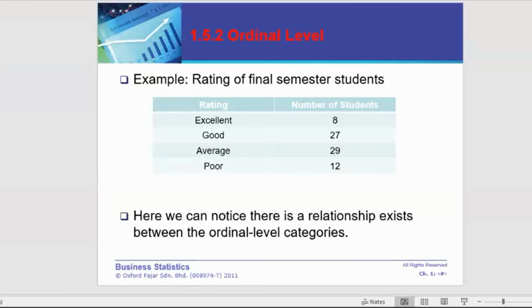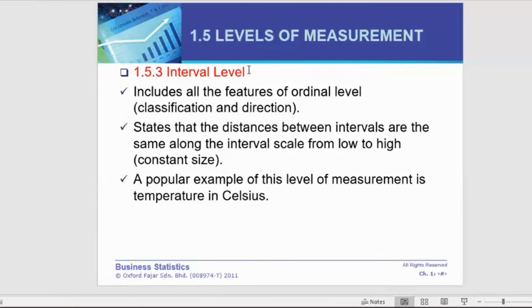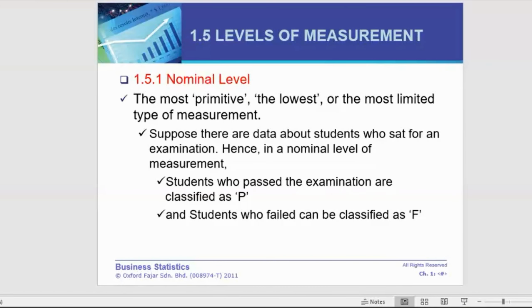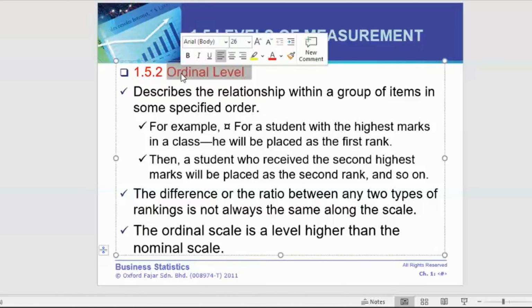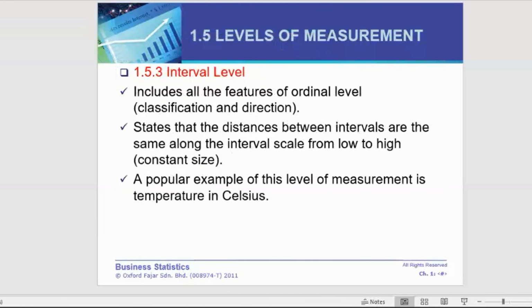The third level of measurement we call the interval level. I mentioned that the first measurement level we learned is the nominal level, which is the lowest or the most limited type of measurement. It just gives us numbers, with no relation between the numbers. And the second level is the ordinal level. It has a kind of relationship between the categories, but the differences between categories are still not the same. The third level is the interval level, which includes all the features of the ordinal level.